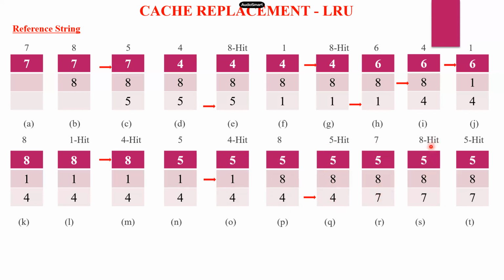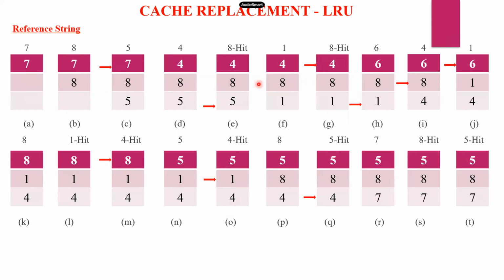Again, the another data 8. So 8 already available. So hit. Then again 5 already available. So hit. The 20 strings are over. So with respect to this 20 strings, there are 1, 2, 3, 4, 5, 6, 7, 8, 9, 10, 11, 12 page faults occur, and 1, 2, 3, 4, 5, 6, 7, 8 hit occur.